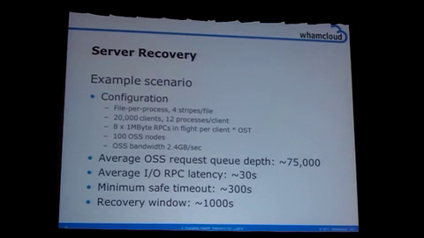So to have a safe RPC timeout, to have a good margin for error so that you don't have false evictions, the fundamental timeout is going to have to be on the order of 300 seconds. And because during recovery we have to give clients a chance to work out which of the failover servers they need to reconnect to, you're now talking about a recovery window in the order of thousands of seconds. That's unacceptably long.